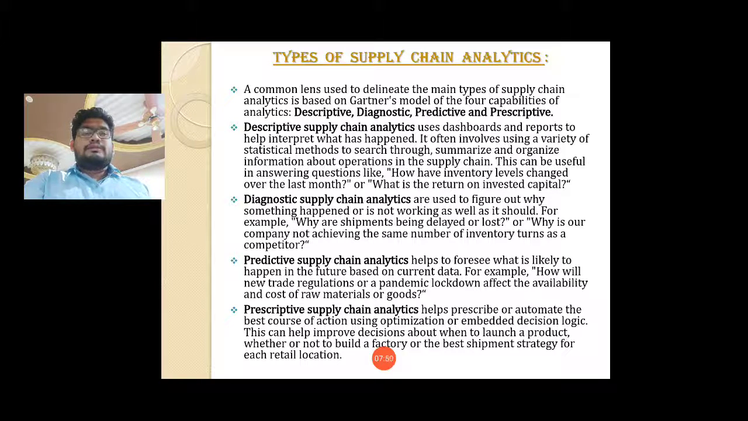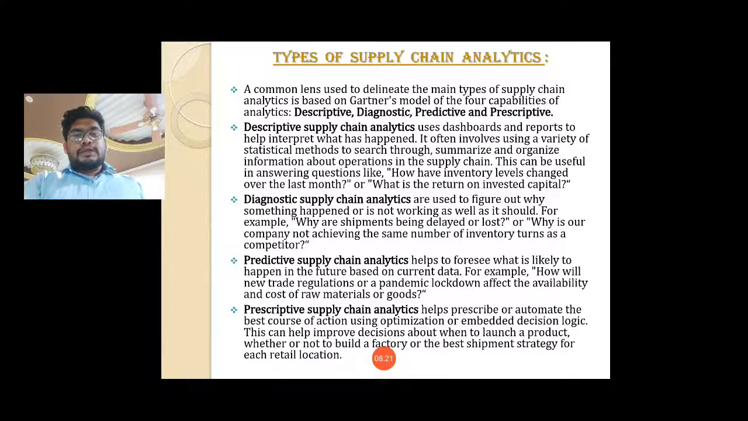Descriptive supply chain analytics is basically an analytical part which uses dashboards and reports to help interpret what has happened in the past. It often involves using a variety of statistical models or methods to search through, summarize, and organize information about operations in the supply chain. This can be used in answering questions like how have inventory levels changed over the last month, or what is the return on invested capital.